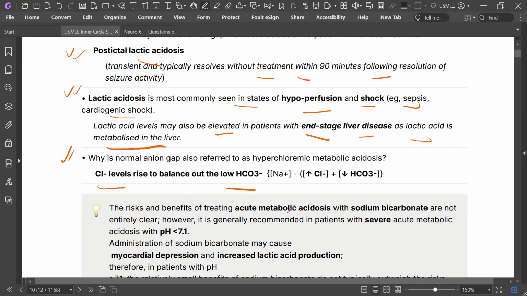Okay, the risks and benefits of treating acute metabolic acidosis with sodium bicarbonate are not entirely clear. However, it is generally recommended in patients with severe acute metabolic acidosis with pH less than 7.1.